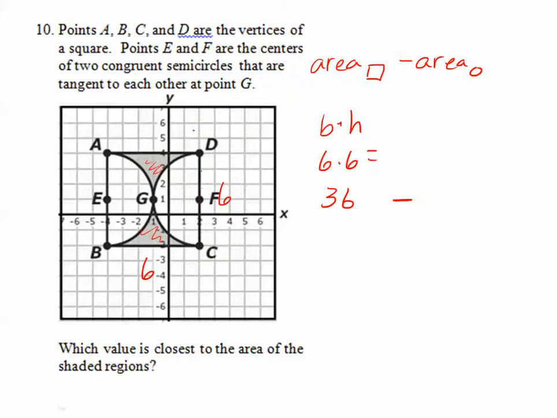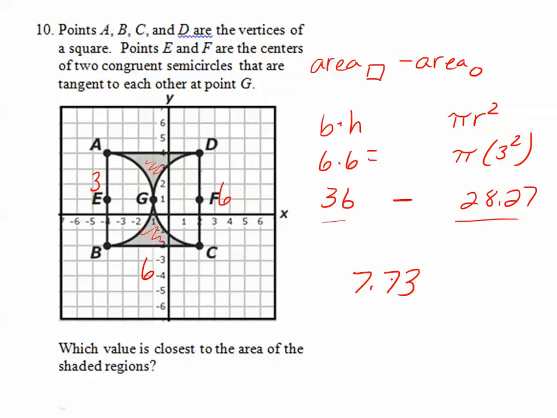Now I need to subtract the area of my circle. So the radius of my circle is half of one side, which is 3. So pi times r squared is the formula for area of a circle. So pi times 3 squared. And pi times 3 squared is 28.27. And when we subtract 36 minus 28.27, we're left with 7.73.